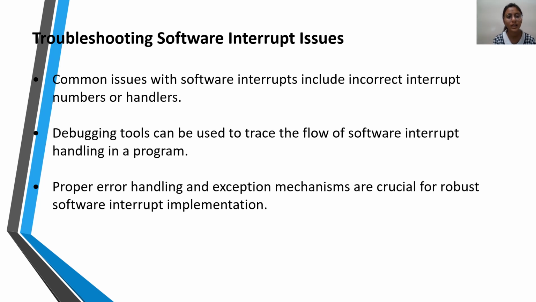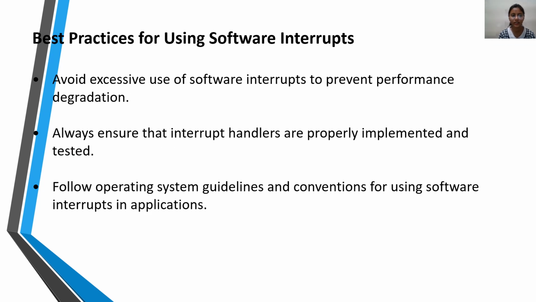Now, let us see how to troubleshoot software interrupt issues. Common issues with software interrupts include incorrect interrupt numbers or handlers. Debugging tools can be used to trace the flow of software interrupt handling in a program. Proper error handling and exception mechanisms are crucial for robust software interrupt implementation.